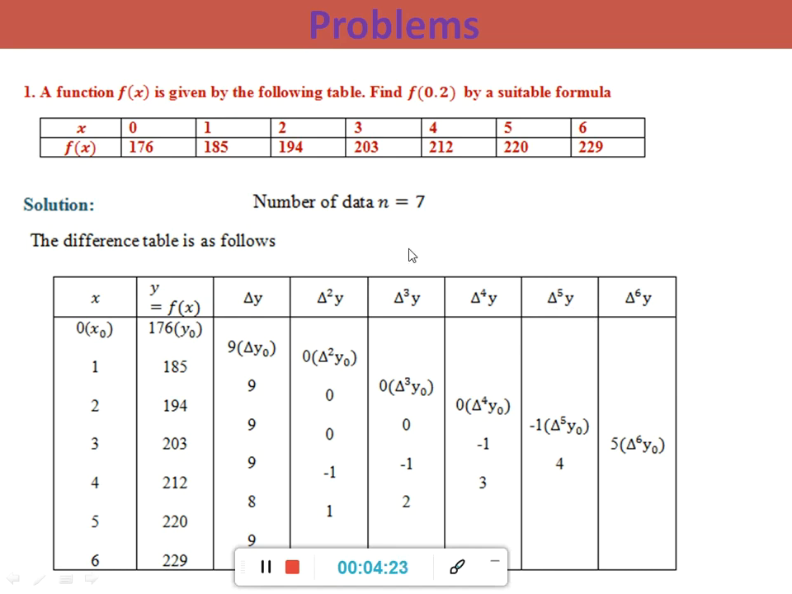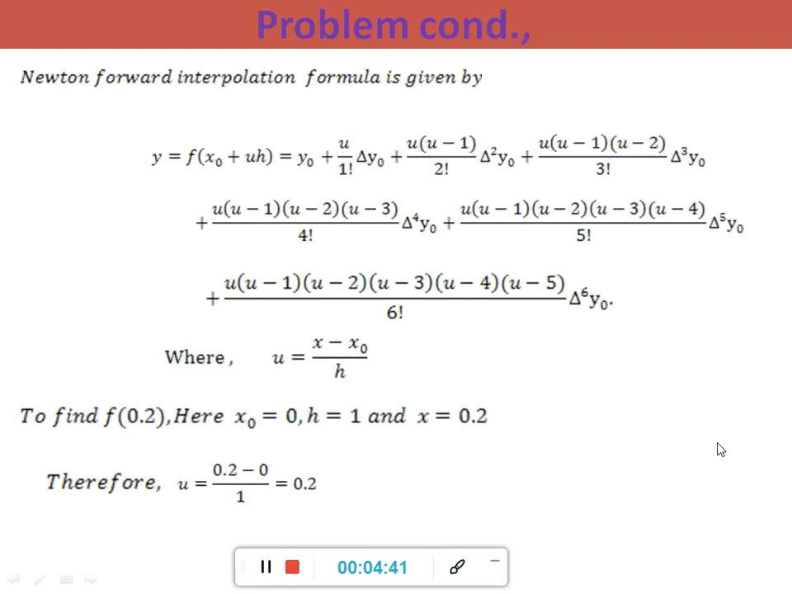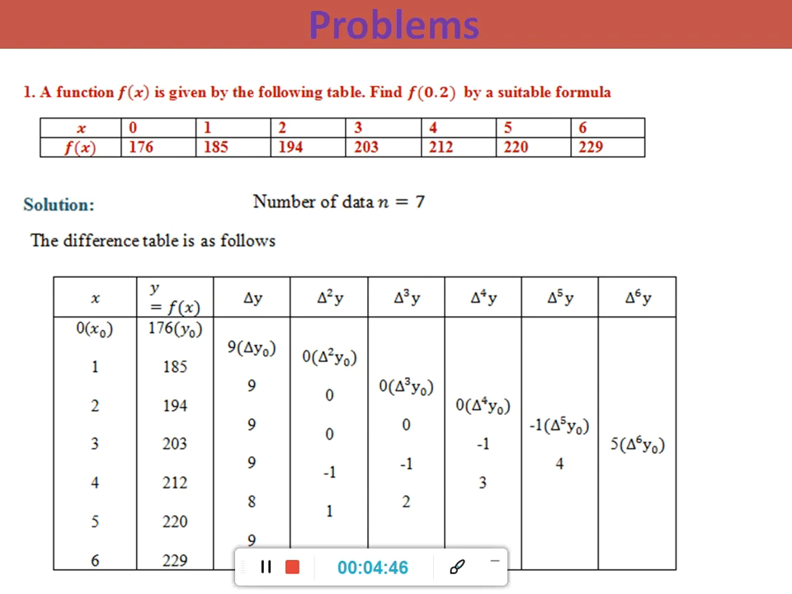Also, see the length of the interval here. All the data are equally spaced with interval 1. So 1 minus 0 is 1. So h equal to 1 here, right? Now we have to apply the forward difference formula up to m equal to 6.